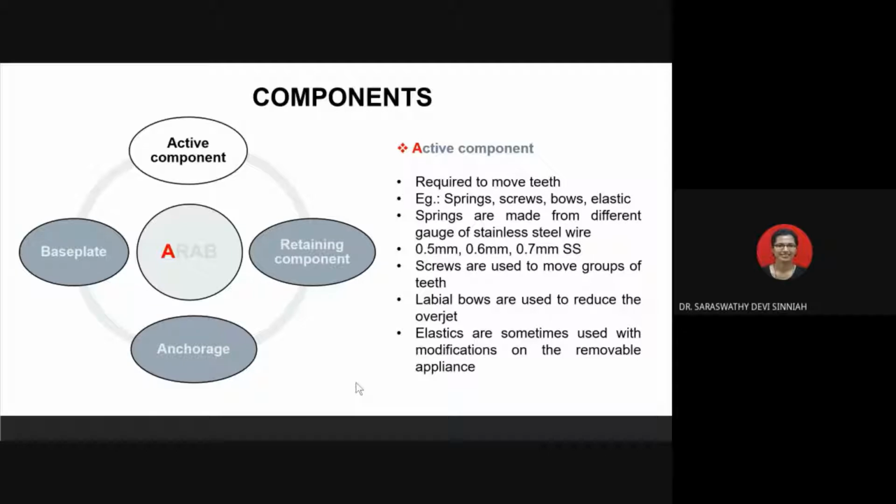As an active component, bows are commonly used to reduce the overjet. Robert's retractor is an example of an active bow. On the other hand, the labial bow on a Hawley retainer can be an active component to assist in reducing the overjet, although at most times, the Hawley retainer is used as a retention appliance after active orthodontic appliance. Elastics are sometimes used with some modification on the removable appliance. It can be used to retract the upper labial segment, but it is difficult to be controlled.